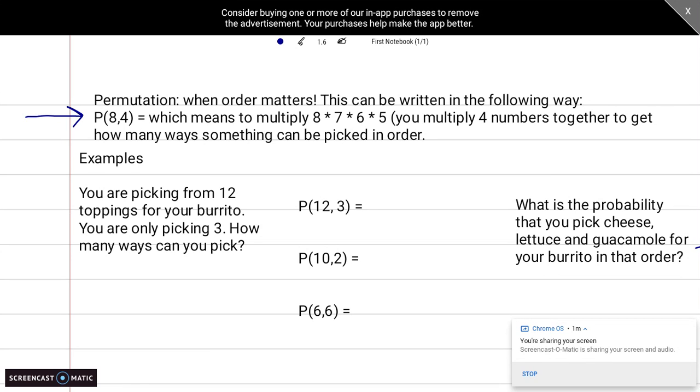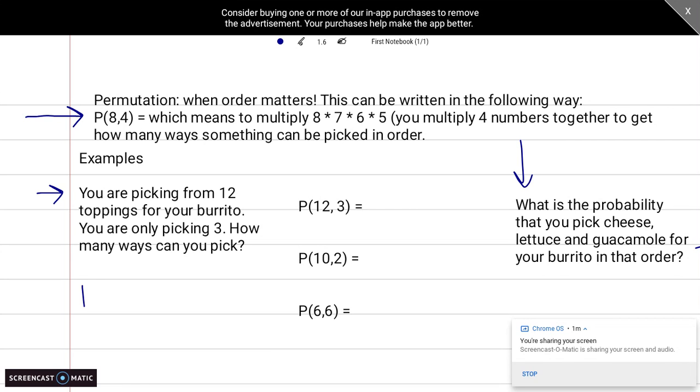So the first example here, we're going to be using this example here, and we're also going to be using it over here. So you are picking 12 burrito toppings. So let's say you're at, I don't know, Qdoba or Chipotle or maybe the mom and pop shop, who knows? And you're trying to build a burrito and there's 12 ingredients you could pick from. You're only picking 3 and you want them in a certain order. So how many ingredients can you pick?